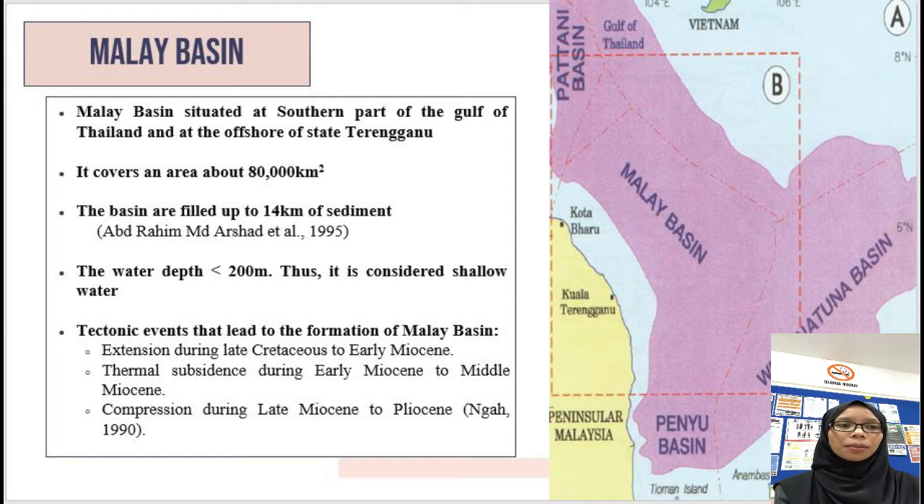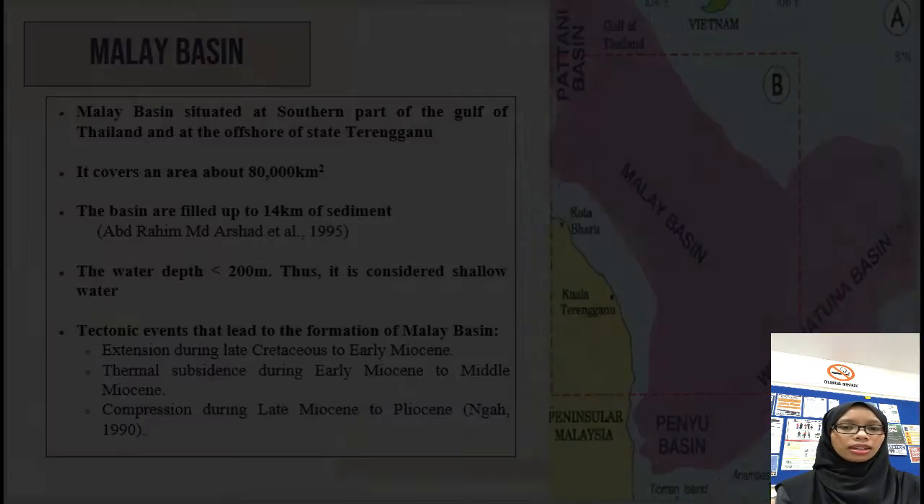And the water depth is less than 200 meters, and this location is considered shallow water. And then the tectonic events that led to the formation of Malay Basin are extension during the late Cretaceous to early Miocene, thermal subsidence during early Miocene to middle Miocene, and then the last one is compression during late Miocene to Paleocene. So I will pass the floor to Kisina.